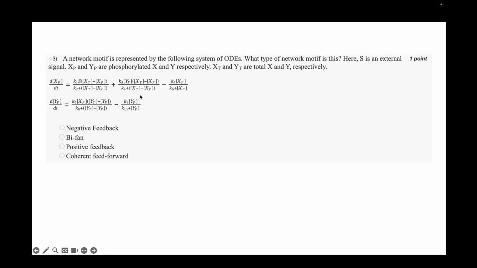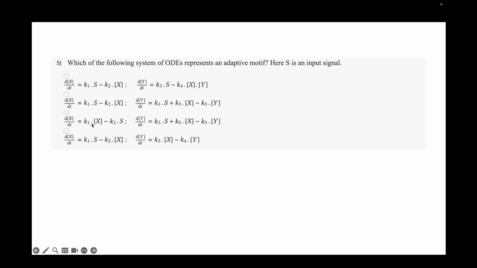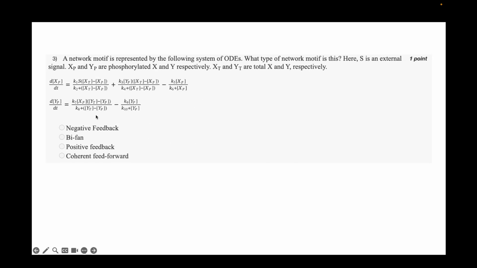Now YP in the first ODE, if you look at the second term, it has YP in it. So YP is positively regulating the production of XP. This is a positive symbol, k3 into YP, which means YP is positively regulating XP. So this is good. In the second equation, if you look at the first term as well, it has XP in it, and this is dYP/dt.